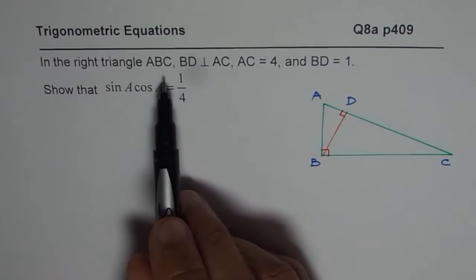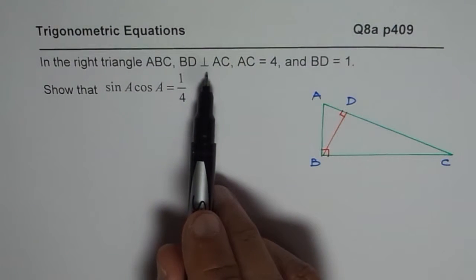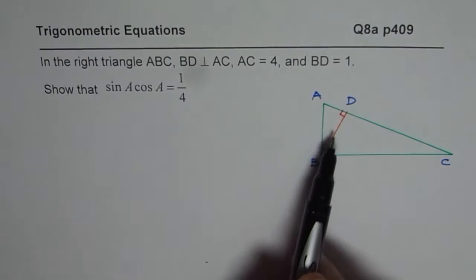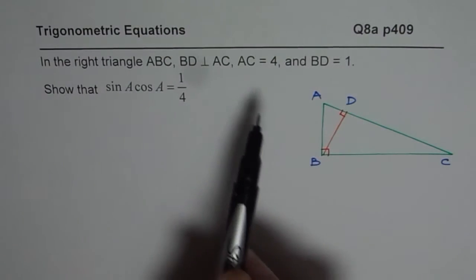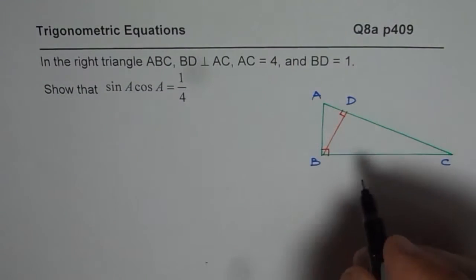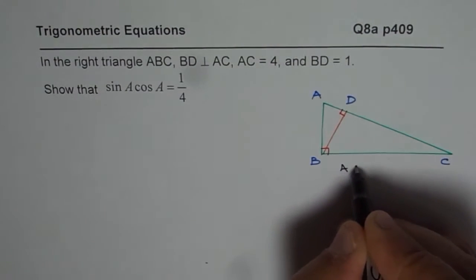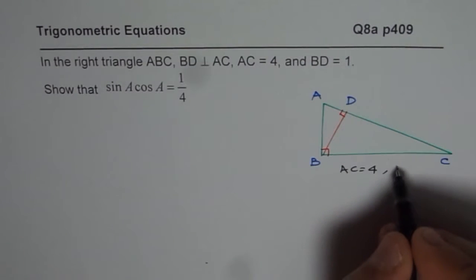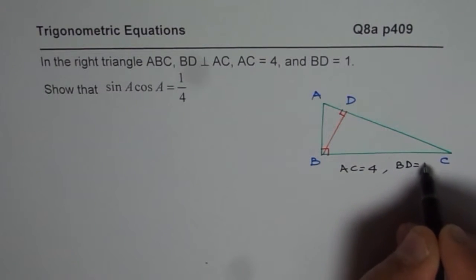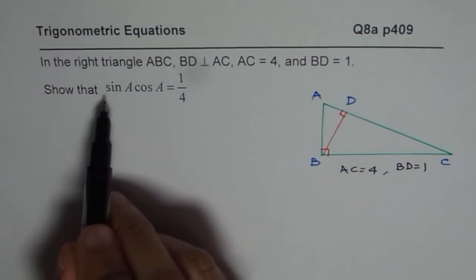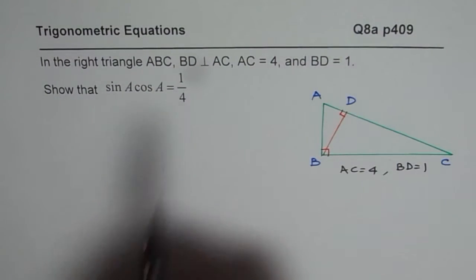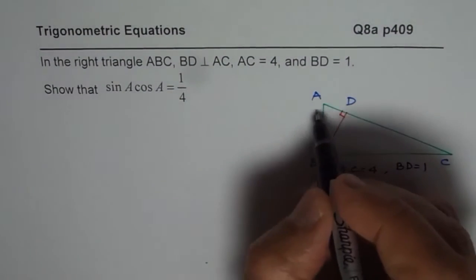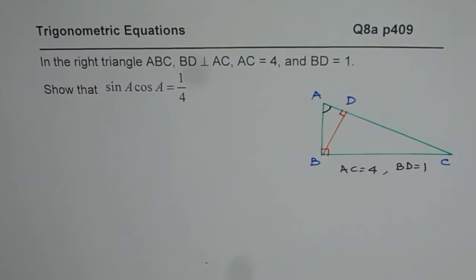In the triangle ABC, BD is perpendicular to AC. AC is 4 units, so we'll write AC equals 4 units. And BD is given to us as 1 unit. Show that sine A cosine A equals 1 over 4. So that is what we are interested in finding. That's the angle A for you. Part B is we need to find what angle A is.